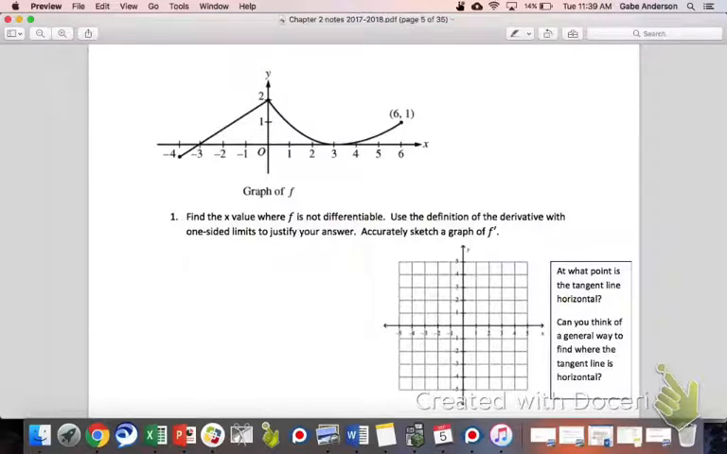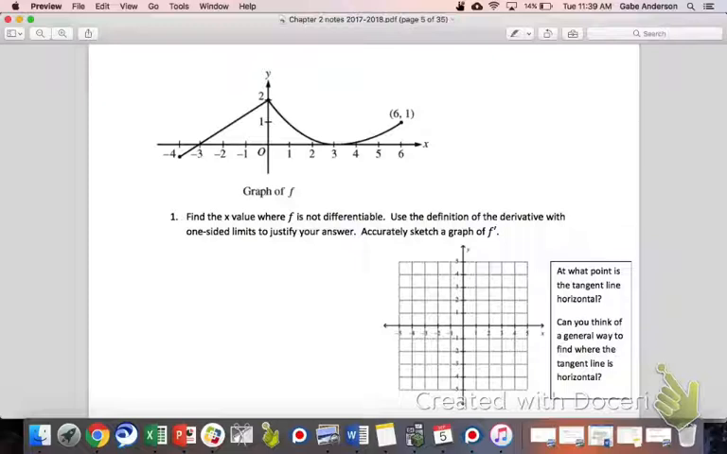That is pretty darn specific, isn't it? It didn't say make up your own method for showing this. It said use one-sided limits to show this. And so we want to do that. Where is f not differentiable? Where does it appear to be, just by glancing at the graph? Do you see it? x equals 0, right?